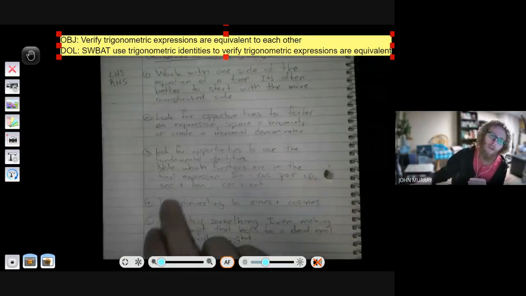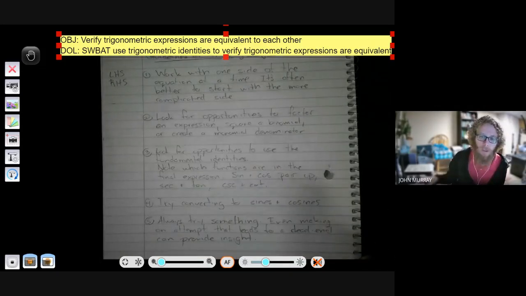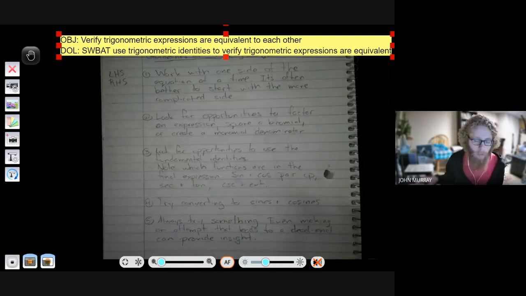If you're stuck, this was one of my main points, try converting everything to sines and cosines. They are our most fundamental trig functions, and they're the easiest to work with.